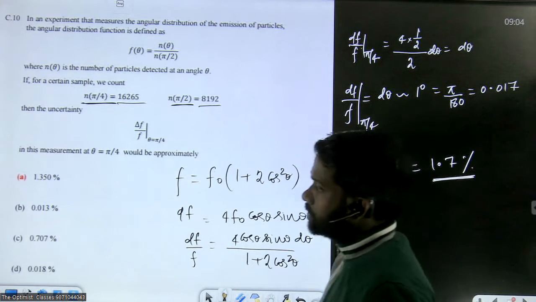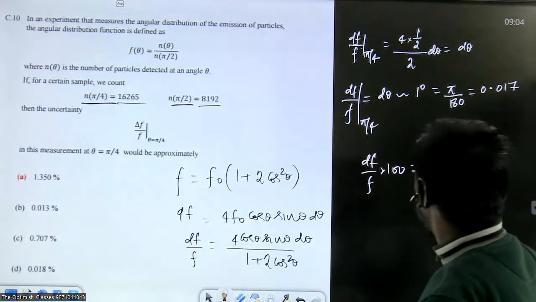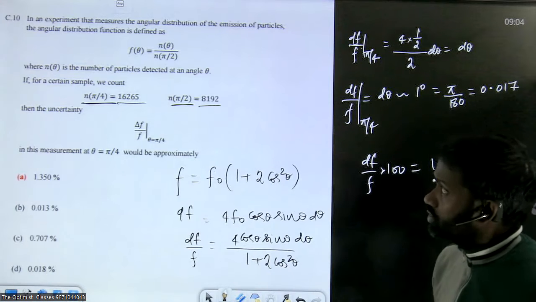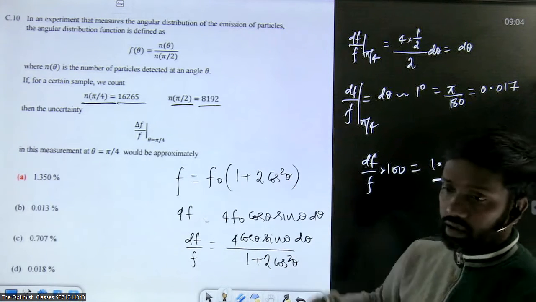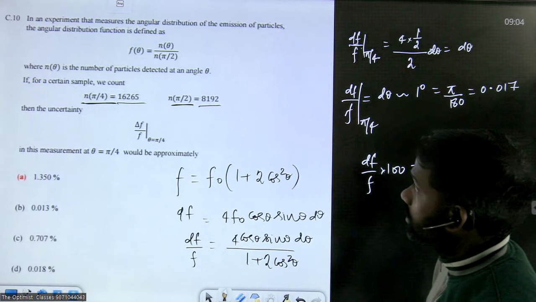So the closest answer is this one, option A. No other option is close to this. This is a very crude approximation by which I have solved this question. There might be some more appropriate method, but I was not able to figure it out.